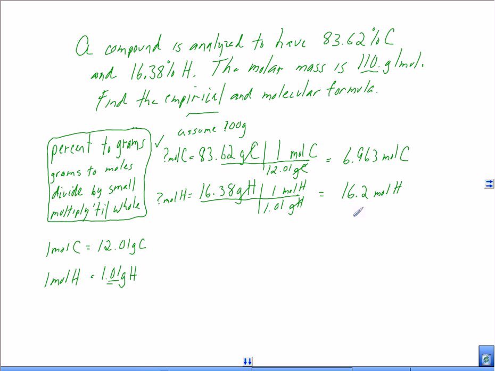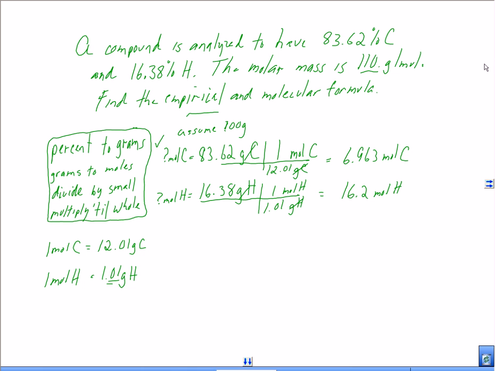Now again, we've talked about this before. I cannot just use this as my mole ratio in my formula because I cannot write C6.963 H16.2. I'm not allowed to use decimal numbers in formulas. I have to use whole numbers.